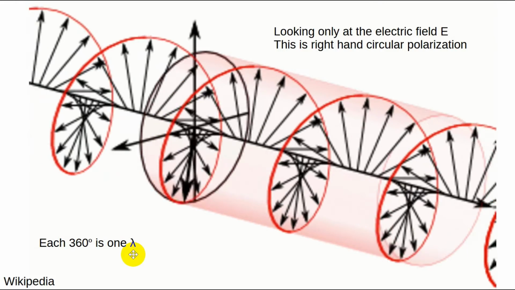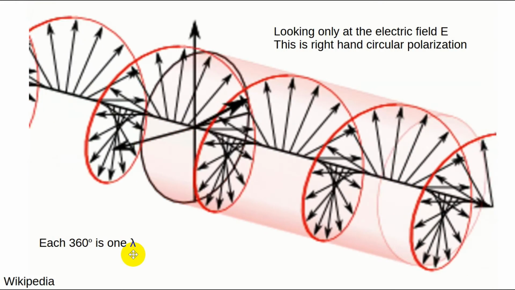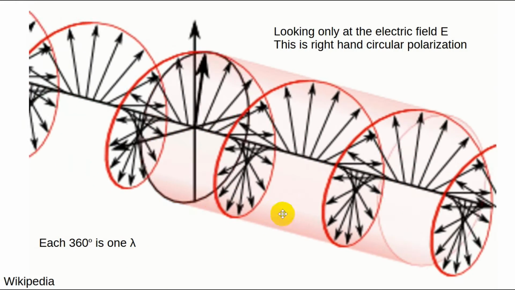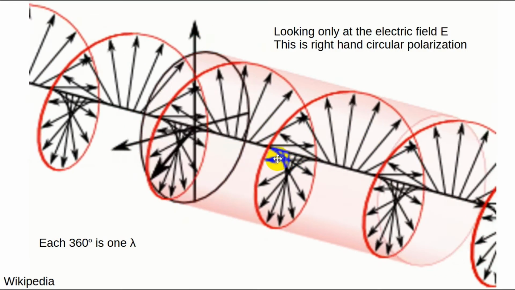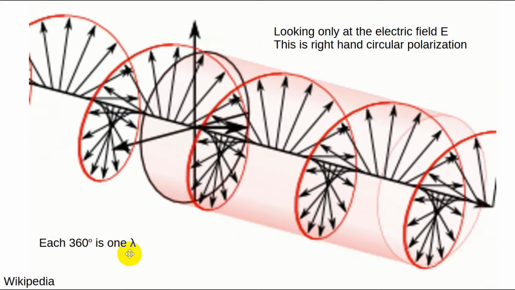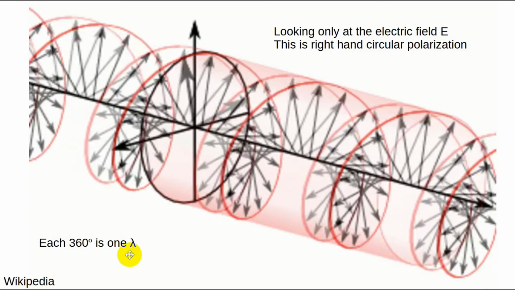So artificially spinning an antenna is not going to do the job. To create true circular polarization, it needs to do 1 complete loop, 1 complete loop in a wavelength. This is really important.